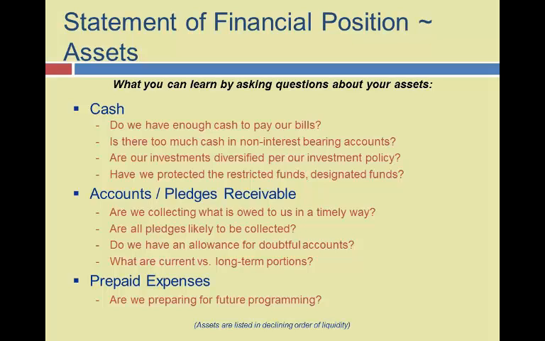In terms of what people owe to us, are we collecting these funds in a timely way? Are pledges likely to be collected? And if not, do we have an allowance for those doubtful accounts? What portion of those pledges is due in the next year, or how many of them are long-term, and how does that affect our cash flow? Prepaid expenses reflect what we've invested for the future. Have we paid for that insurance policy over the next 12 months? Have we bought that print job to promote our next season's productions?